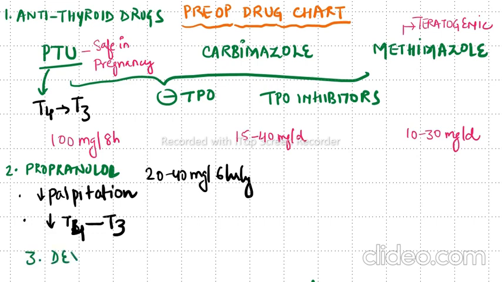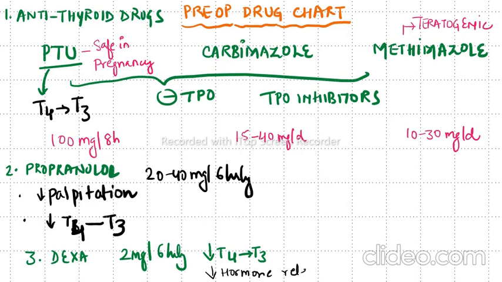Next drug that we can give is dexamethasone 2 milligram 6 hourly. This also decreases peripheral conversion of T4 to T3 and decreases hormone release from the gland. So at least 3 to 4 weeks prior to surgery, we have to start this management. Antithyroid drugs are first line in this. Also after 4 weeks, we have to repeat TFT.